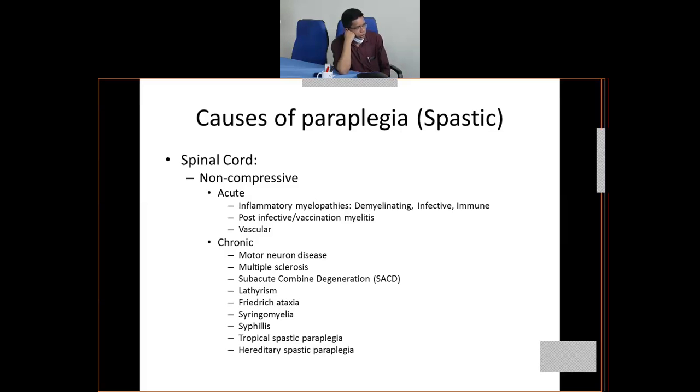Then multiple sclerosis, subacute combined degeneration, hereditary conditions, syringomyelia, syphilis, tropical spastic paraplegia, and hereditary spastic paraplegia. I'll come to all of these one by one. First, I am just putting a note on the causes only.